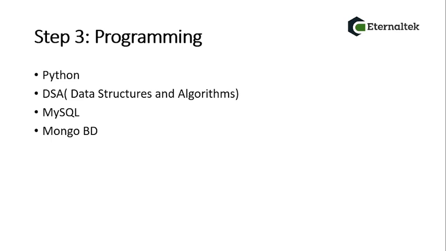Along with Python, we need to learn data structures and algorithms, MySQL for database purposes, and MongoDB, which is also for databases. We can also implement in R language, Java, C, or C#, anytime. But Python is most preferred because we can execute the code by writing very simple code. That's why Python is most used.